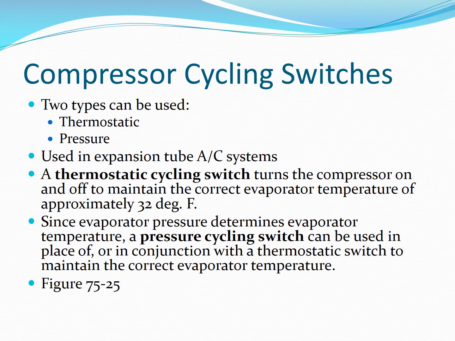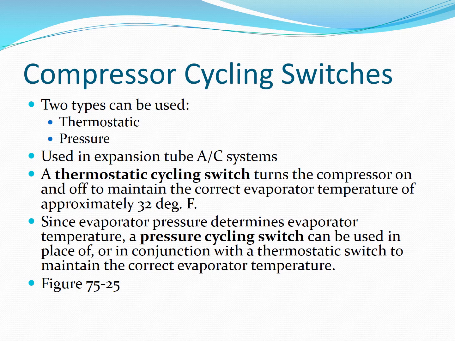Two types of compressor cycling switches are used, either thermostatic or pressure. These are used in the expansion tube or fixed orifice tube systems. The thermostatic cycling switch turns the compressor on and off to maintain the evaporator temperature at approximately 32 degrees. Remember, we want to try to keep that evaporator as close to freezing without completely freezing up. Since evaporator pressure determines the evaporator temperature, a pressure cycling switch can be used in place of or in conjunction with a thermostatic switch to maintain the correct evaporator temperature.